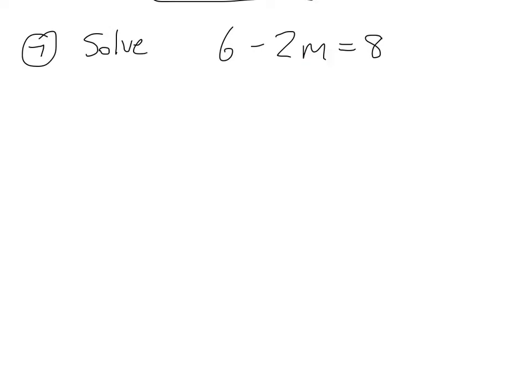Now, do I have any addition or subtraction? Well, yeah. It doesn't really look like it, but if you think about this 6, it's a positive 6, right? You could say 6 is being added to this side of the equation. So how do I get rid of that positive 6? I'm going to subtract 6. But if I subtract 6 from one side, I'm going to subtract it from the other.